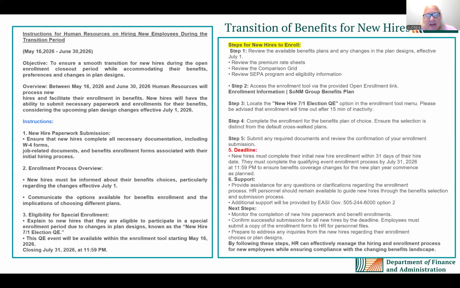Additionally, anytime somebody signs up for benefits, they need to provide a copy of those benefits that they signed up for to HR for verification purposes. So please note this slide. Please go back and review this slide so that you're familiar with all of the rules that are going to be in play for the new hires starting Saturday, anybody that was hired as of Saturday and moving forward through the end of the fiscal year. Next slide, please.